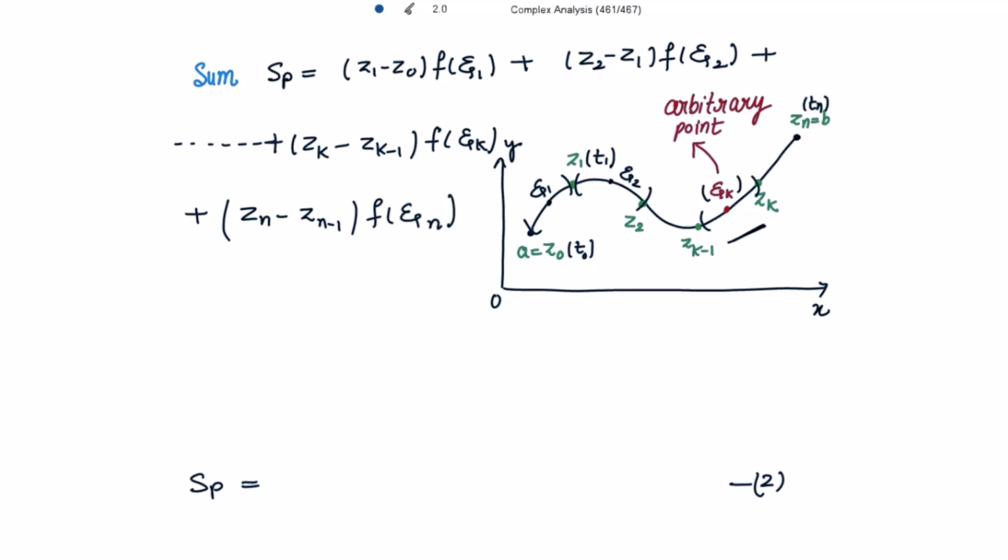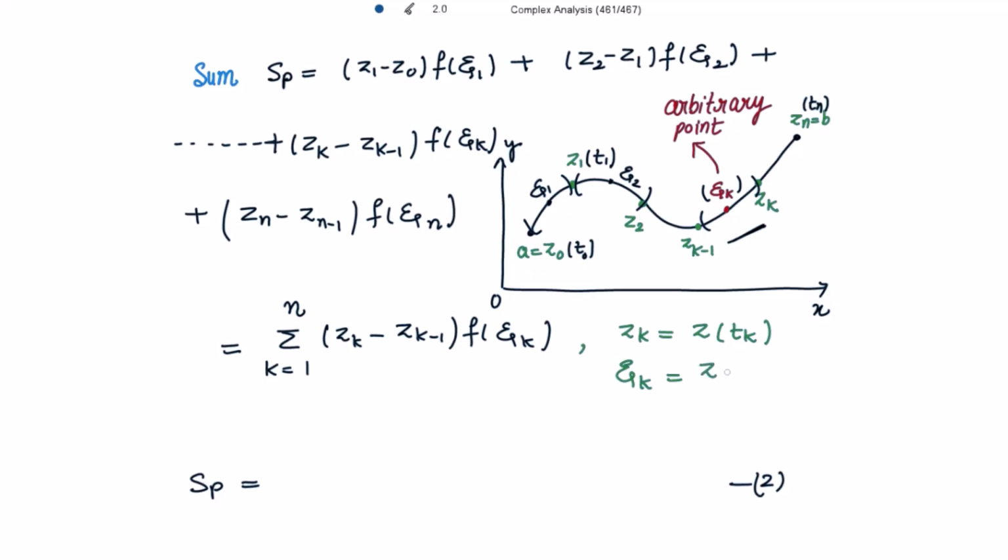When we sum up all these terms, we get this in the summation format: the summation of zk minus zk minus 1 into f of xi k, where k starts from 1 to n, and where zk is equal to the value of z at the point tk, and xi k is equal to the value of z at the point alpha k, where this alpha k belongs to the closed interval t(k minus 1), tk. These are the points on which z depends.